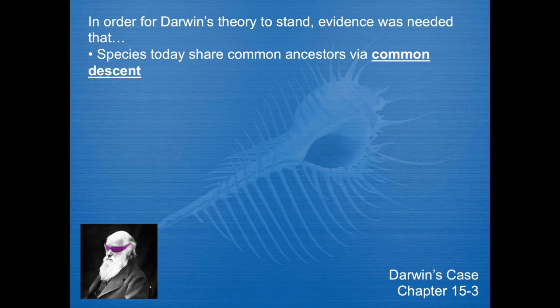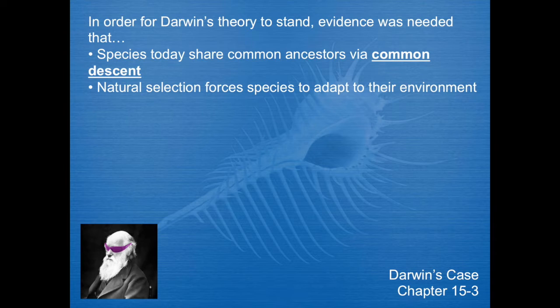First, that species today share common ancestry via what we call common descent, meaning we descended from the same common ancestors, much like you and your cousins may have descended from the same grandparents. But in a bigger picture, different species today descended from species that no longer exist but did millions of years ago. And then we need to verify and prove that natural selection is a primary driving force of change. That's because things have changed because of natural selection.